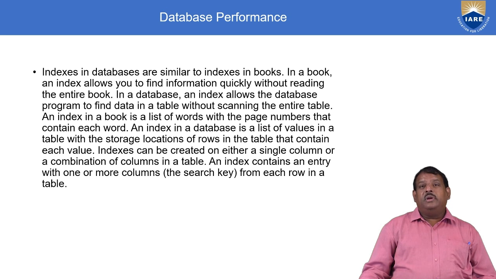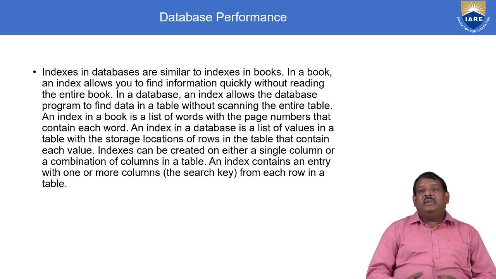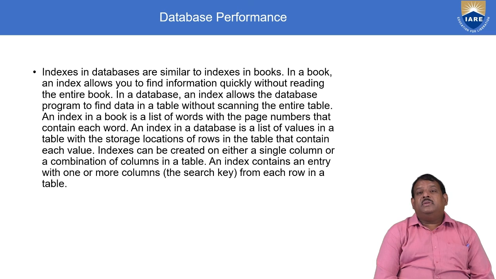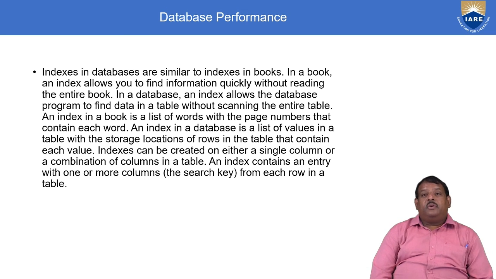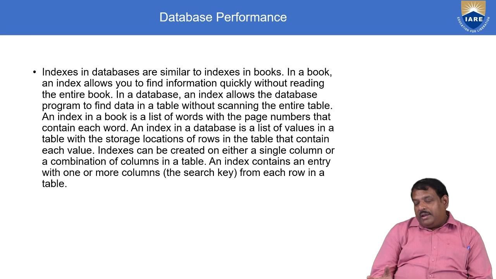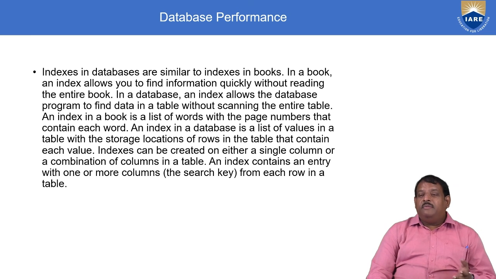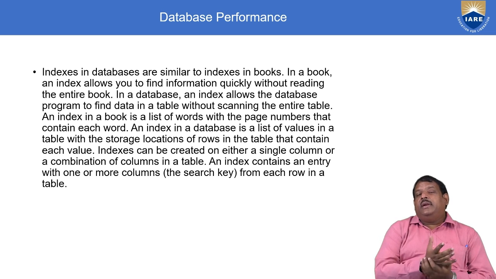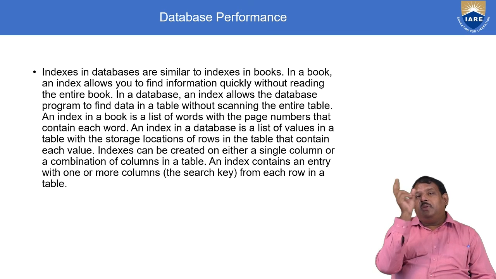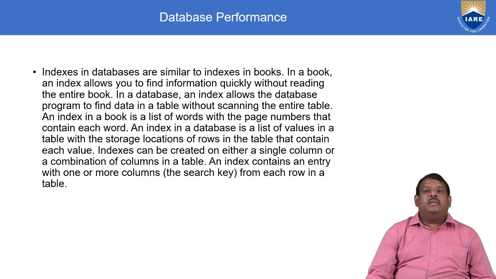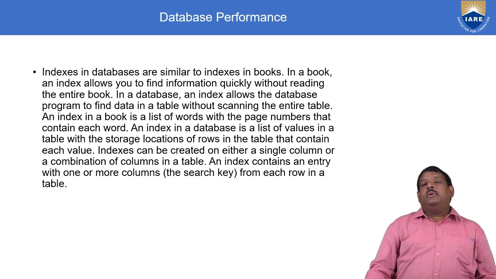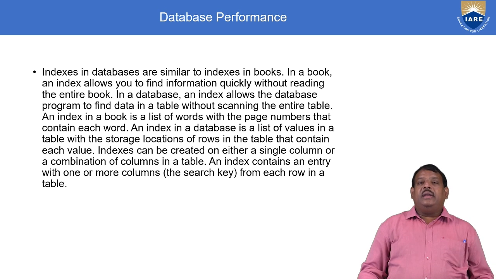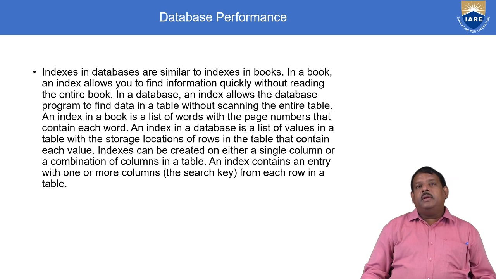An index in a book is a list of words with the page numbers that contain each word. An index in a database table is a list of values in the table, with the storage location of the rows in the table that contain each value. Like a book, where at this page this topic is found, in the same way when you create an index, a pointer is automatically created. When you ask for a record, the database goes directly to that record and gets the data. Indexes can be created on a single column or a combination of columns in a table. An index contains an entry with one or more columns for each row in the table. But this is about indexes.